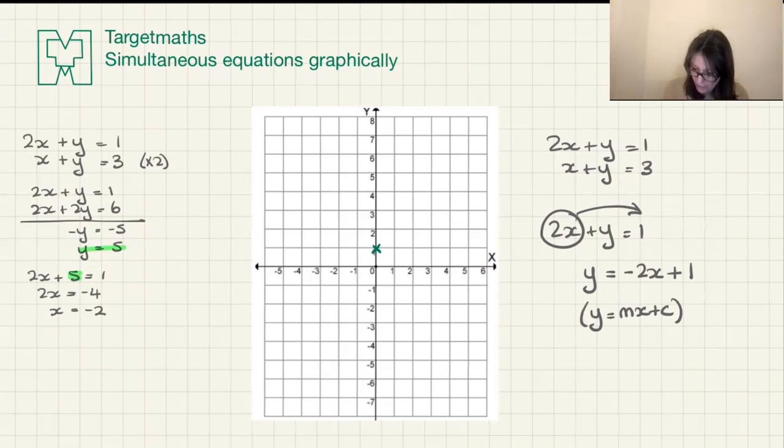What should I know from the general formula? This part here is where it crosses the y-axis, the y-intercept. So it's crossing, and you can see I've marked it on already, at 1 on the y-axis. This number in front of the x is my gradient, and it tells me whether my gradient is positive or negative. We can see the minus sign, so I've got a negative gradient, and it's a gradient of 2.